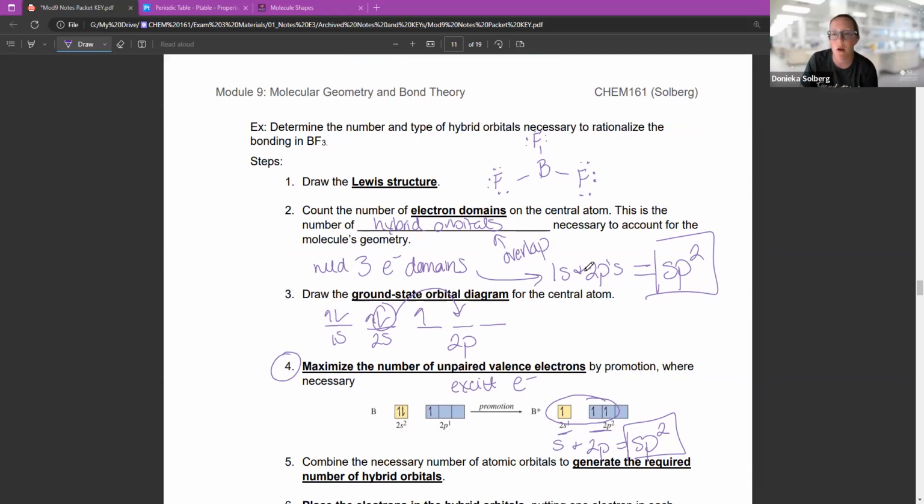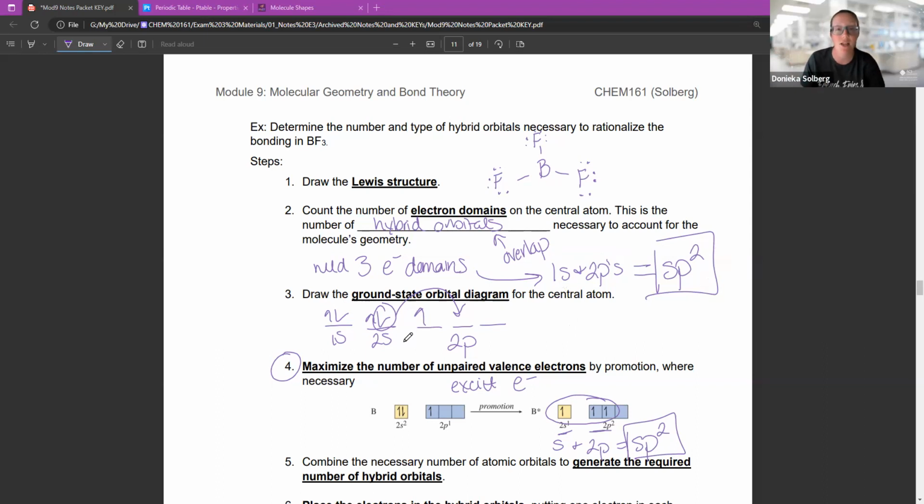So if you look at boron's electron configuration, we need an s and 2 p's to make sp2. Instead of an sp like we were talking about before, if you hybridize one s and two p's, you get sp2 because it's made of an s and two p's. So what you're looking at here is the ground state orbital diagram for boron, okay?